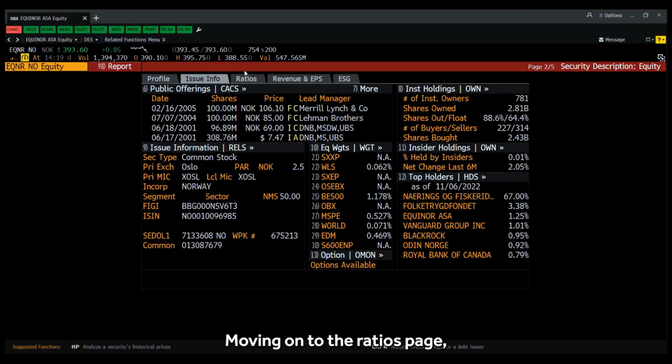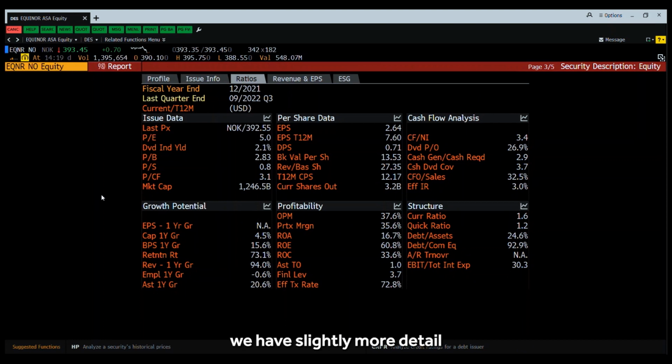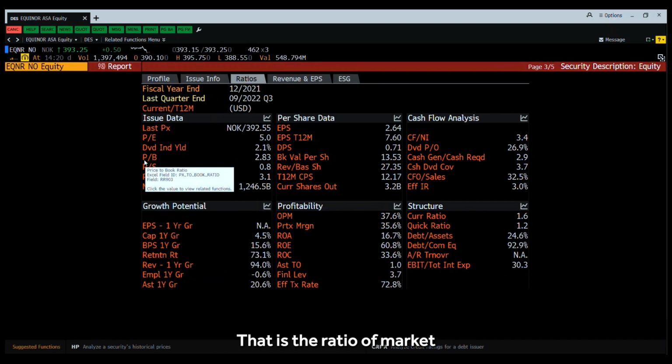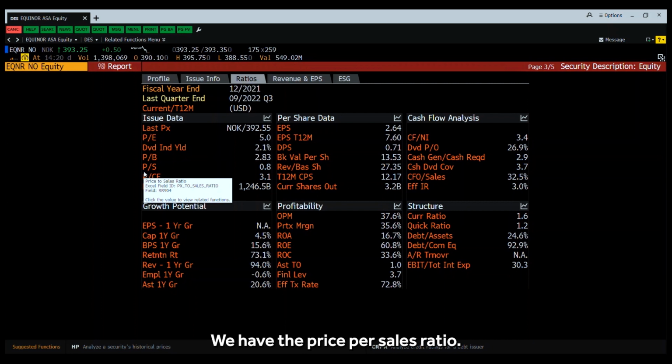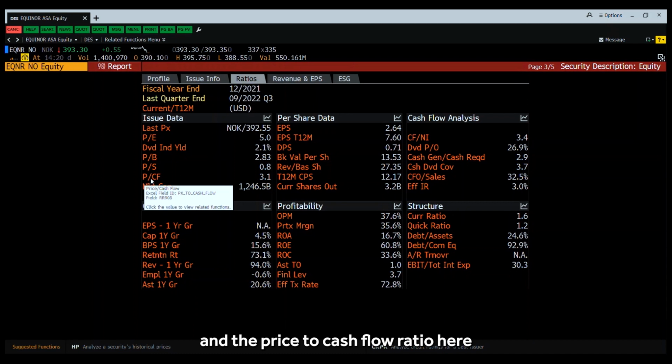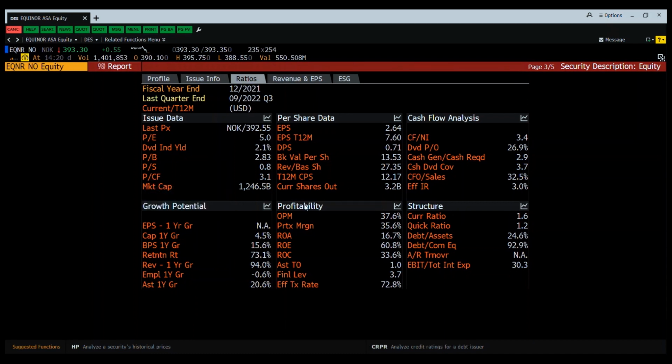Moving on to the ratios page, we have slightly more detail on some valuation ratios. So we have price to book, that is the ratio of market capitalization to the book value of equity. We have the price to sales ratio, that is the ratio of market capitalization to total turnover or sales, and the price to cash flow ratio here. Again, here we have some EPS data and return on equity and return on assets. Again, in a professional corporate finance environment, we would always double check these by calculating these for ourselves.